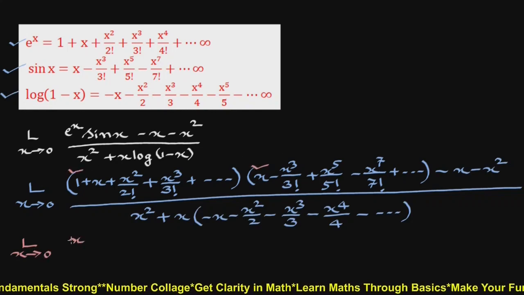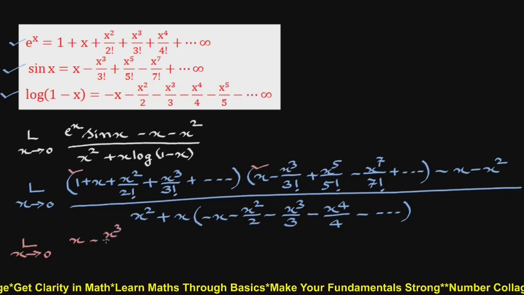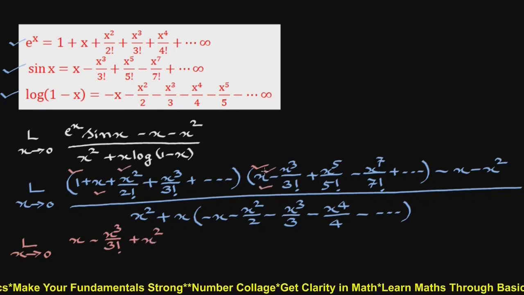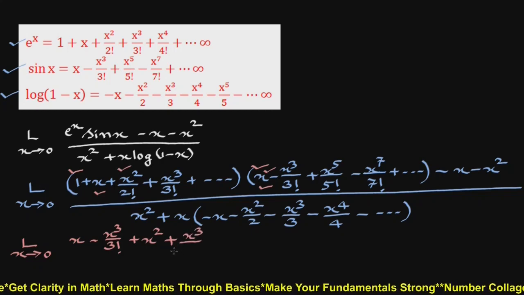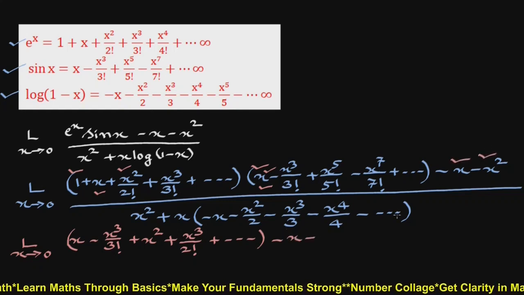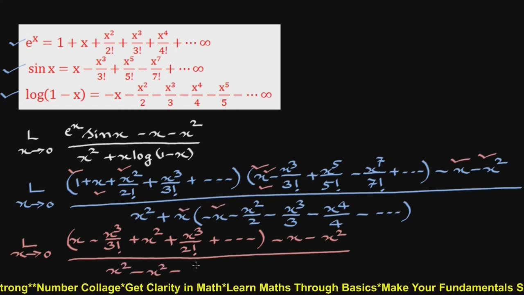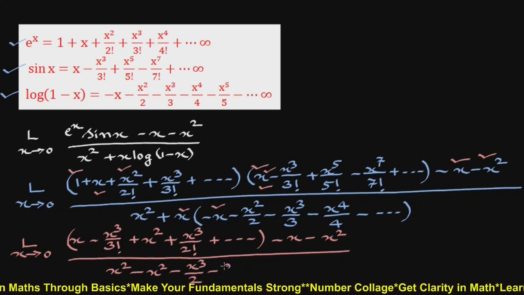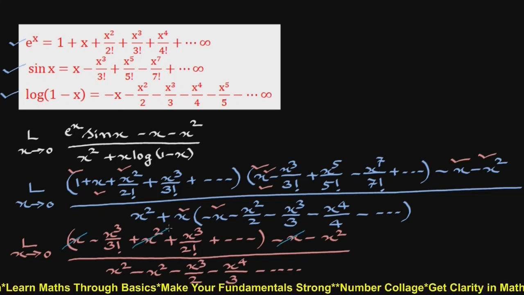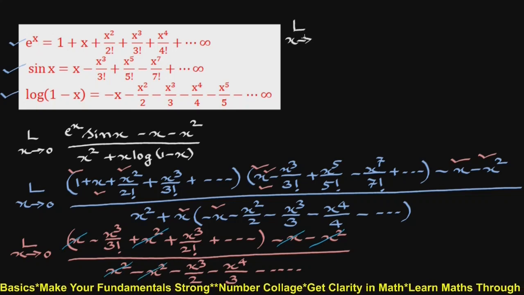1 into x, 1 into minus x cube upon 3 factorial, minus x cube upon 3 factorial x into x, plus x square upon 2 factorial into x, plus x cube upon 2 factorial, plus so on and so forth, minus this x square upon x square, x into minus x square, minus x cube upon 2, minus x raised to 4 upon 3, minus so on and so forth. x minus x is 0, x square minus x square is 0, x square minus x square is 0. Limit as x tends to 0.